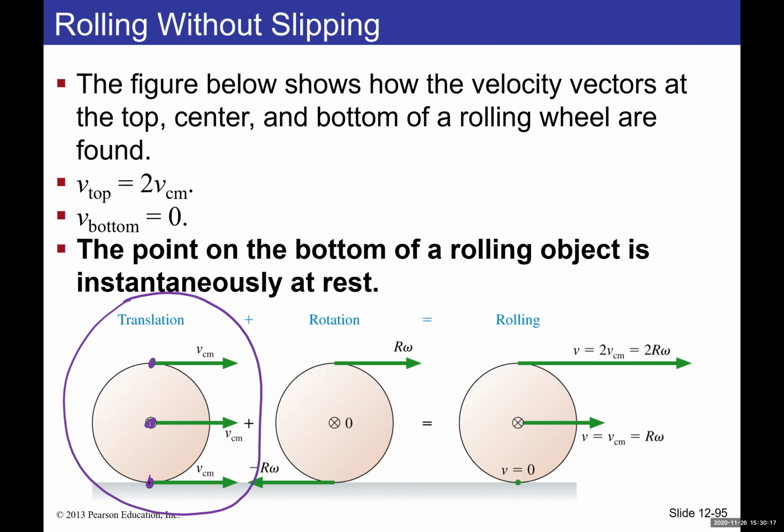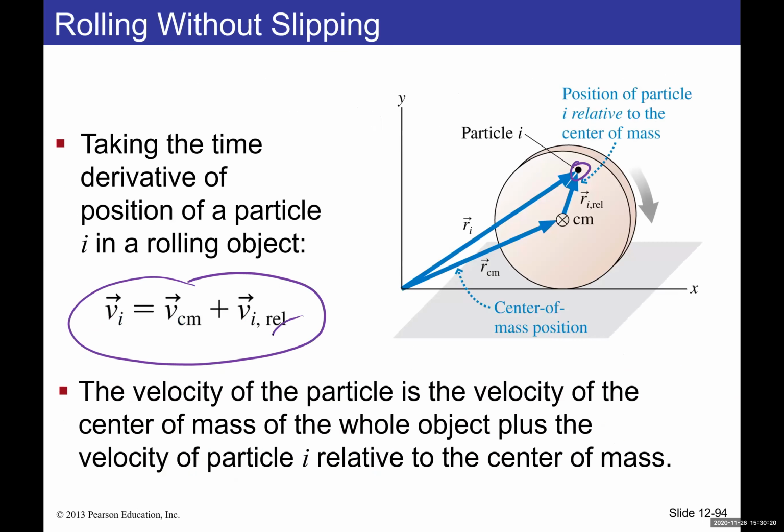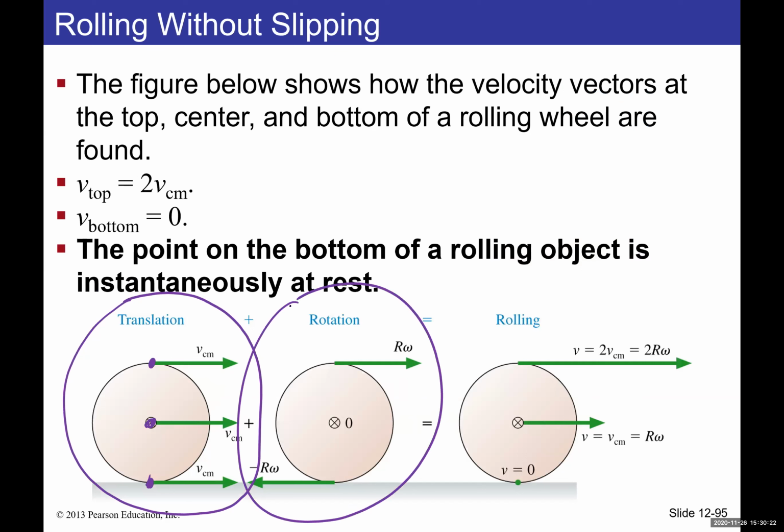Or you can have purely rotation, where it is not sliding, you just fix it to one position, but it's rotating, let's say clockwise. So the top is rotating with r omega clockwise, and the bottom is moving with negative r omega, because it's clockwise, so the bottom has a velocity to the left. But if it's just rotating, the center of mass is not moving at all, so it has no velocity.